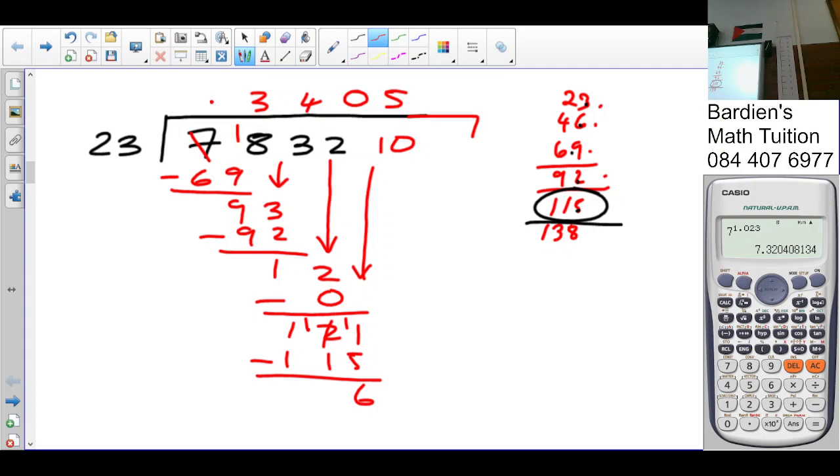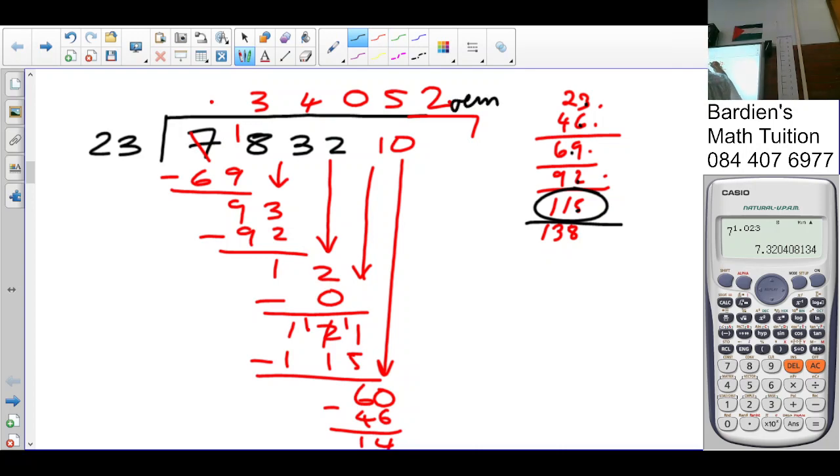Now what? Bring down the 0. 23 goes into it twice. So 2 times 23 is 46. Minus 40. So your answer is 34,052, remainder 40. For those of you who only wrote that, it should be 304, remainder 12. Okay. Who got that right?